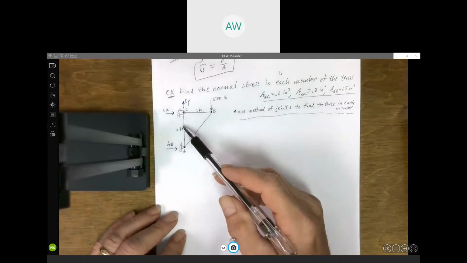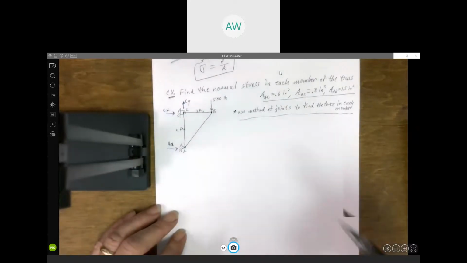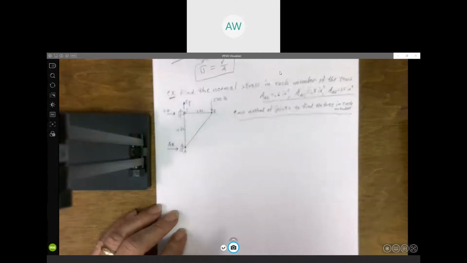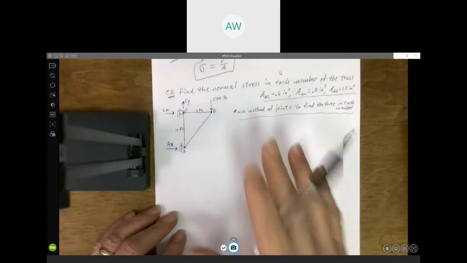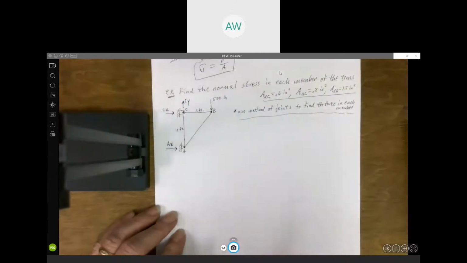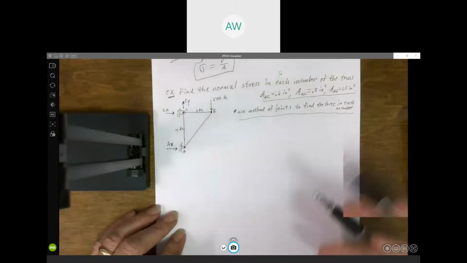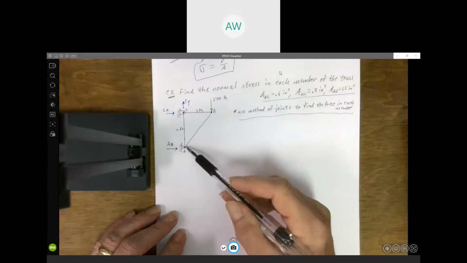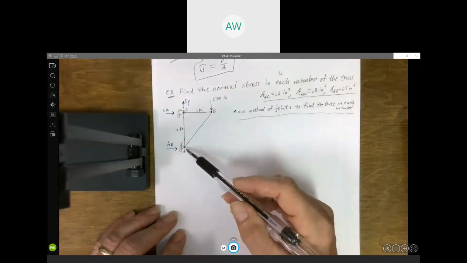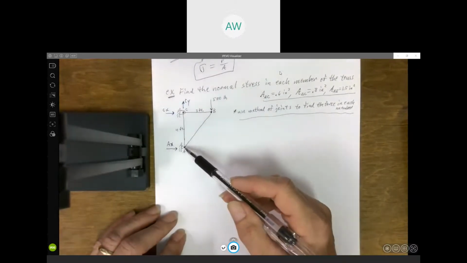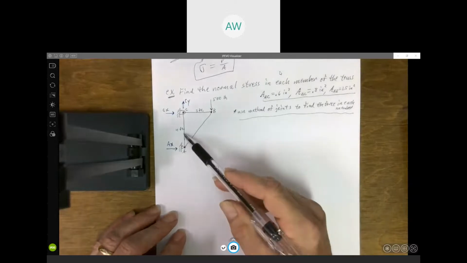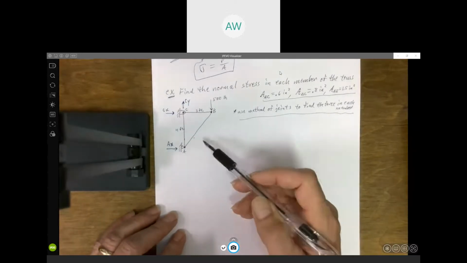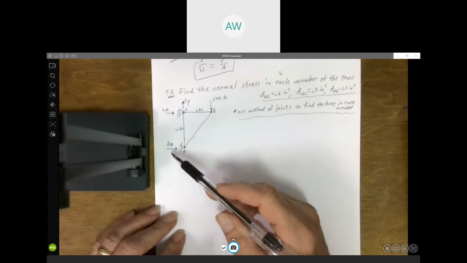So that's 4 unknowns. Now, we could calculate CX and CY. We could apply equilibrium equations to the whole structure and find those. But that's extra work that we may not have to do. So let's move on, come down here to joint A. There we see we have 3 unknowns. Right? We've got the 2 unknown members, AC and AB, as well as our unknown support reaction.